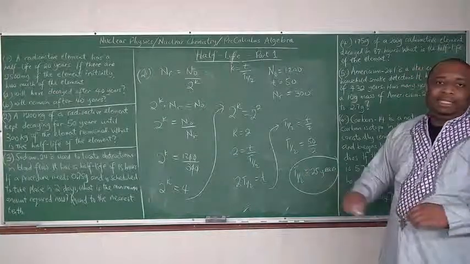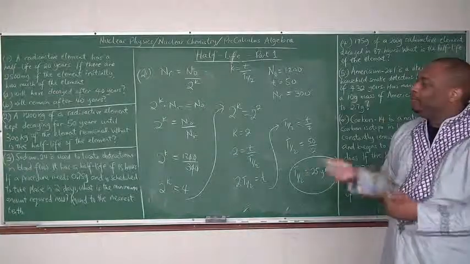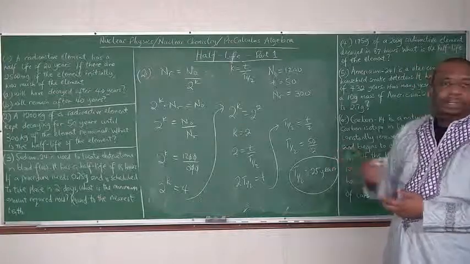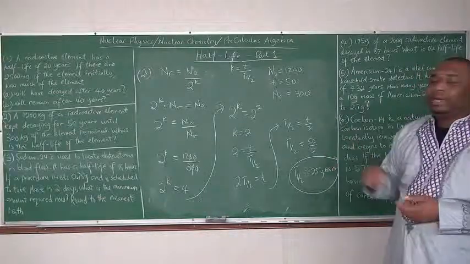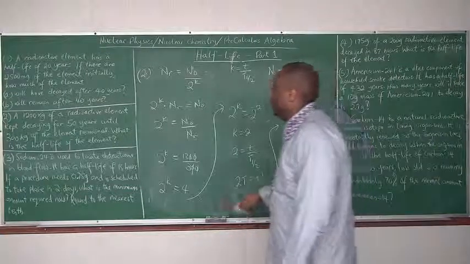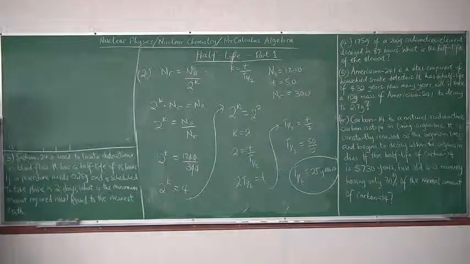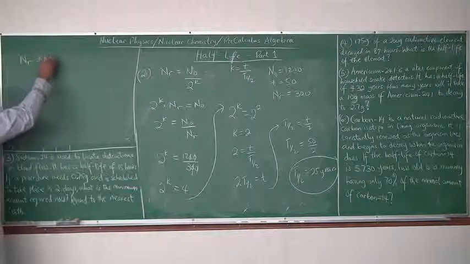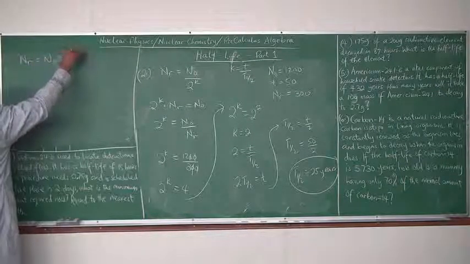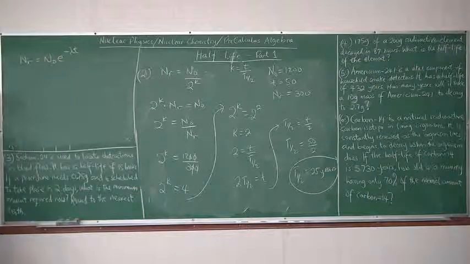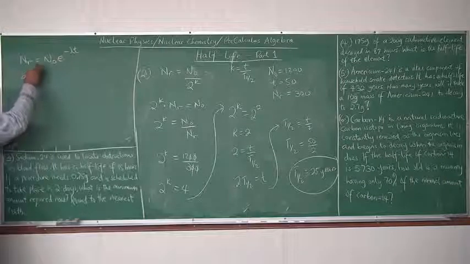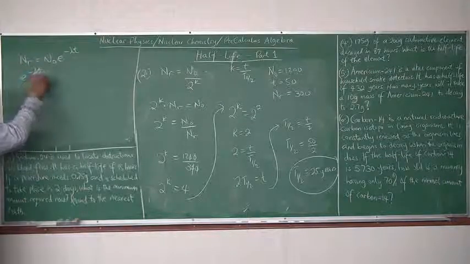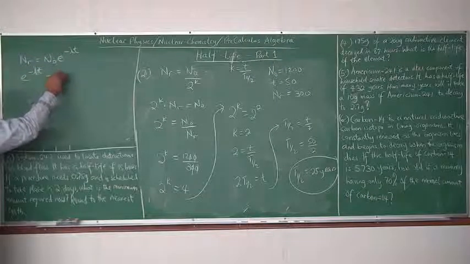What if we did this with the other formula? Let's do it with the other formula. With the other formula, it will be NR equal to NO e to the minus lambda T. Let's find the decay constant first.